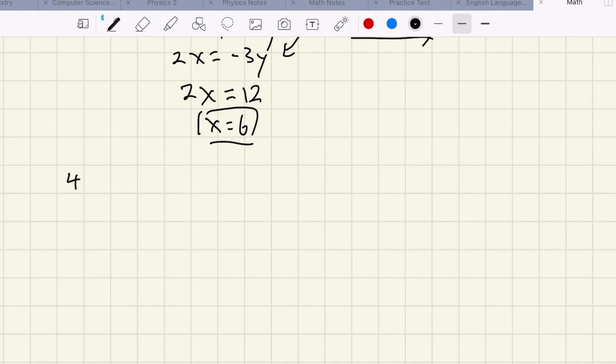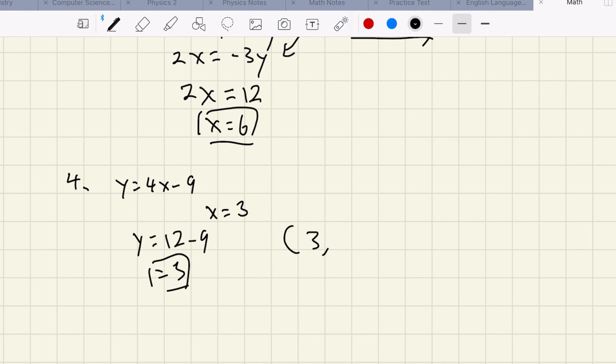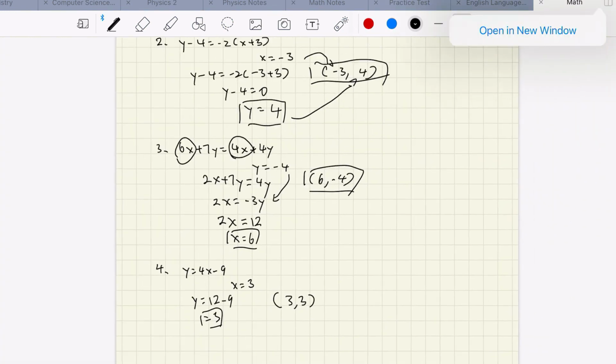Let's try one last problem. So y equals 4x minus 9, and it's given that x equals 3 is a solution to this equation. And this is in the y-intercept form, y equals mx plus b, the parent function for linear equations. So you just plug in 3 for x, and you get y equals 12 minus 9, and you get y equals 3. So again, 3, 3 will be a solution to this linear equation and will be a point on this graph.